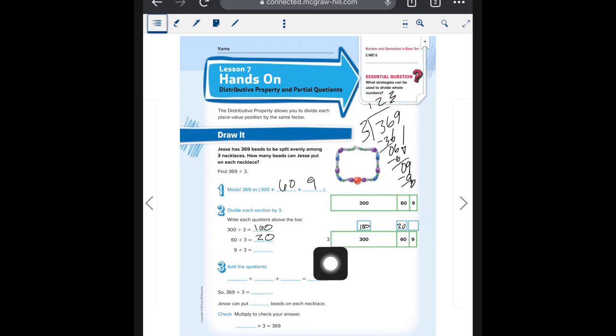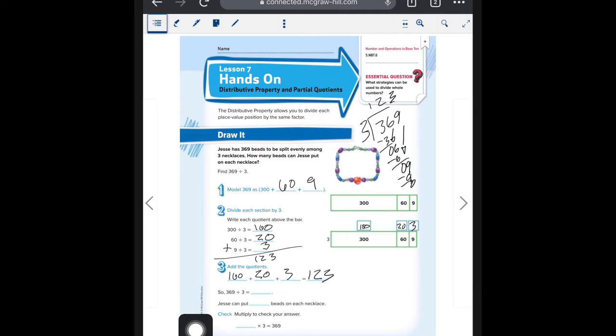And you can imagine the next one. 3 will go into that 9 how many times? There you go. Then they just add them all the way down. They like to put them like this, so equals 123. If I added them all down, 123, that's what we would get.